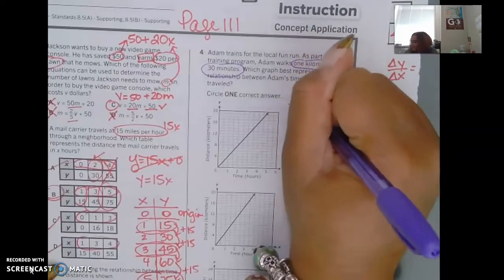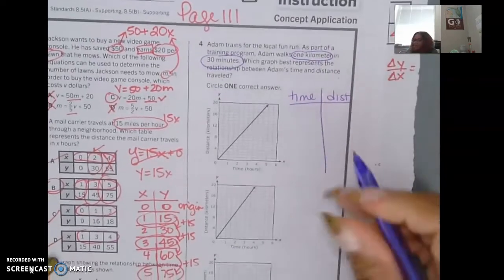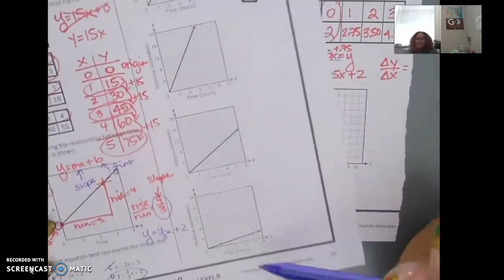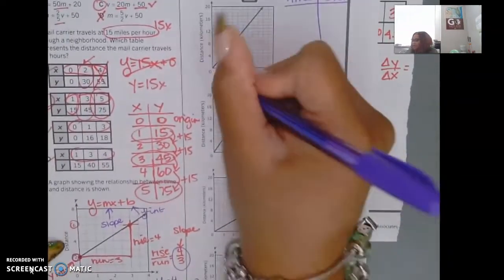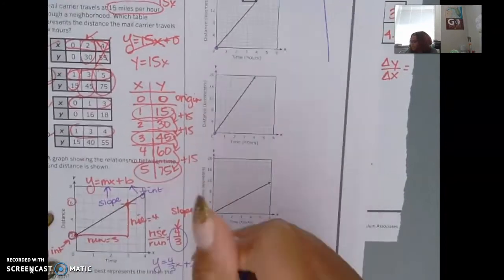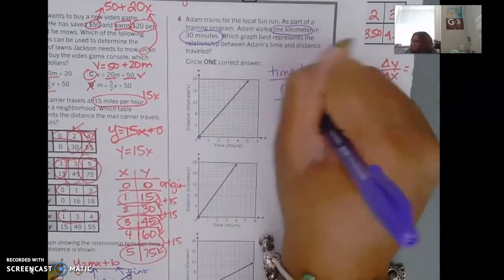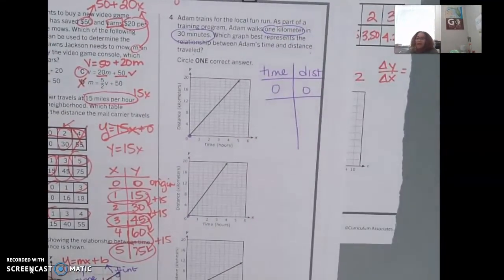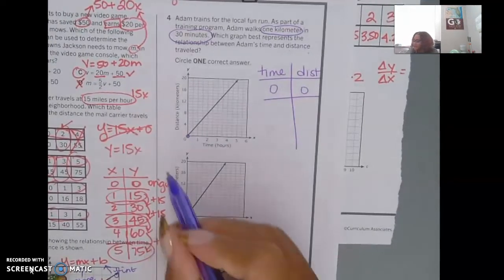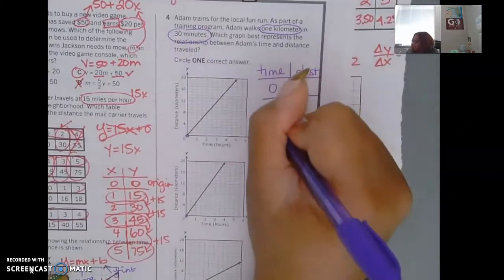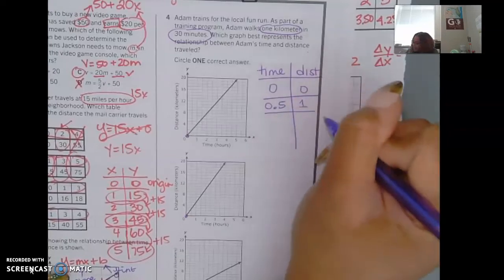So I've got to make a table, time and distance. And then I'm looking at all of them, and I see that my time is in hours. It goes through the origin, so that means they're all proportional, and they're all going to start at 0 time and 0 distance. No time has passed. Adam hasn't run far, or hasn't run at all. Then these are in hours, and this is 30 minutes. So I need to write 0.5, and then that's 1 kilometer.